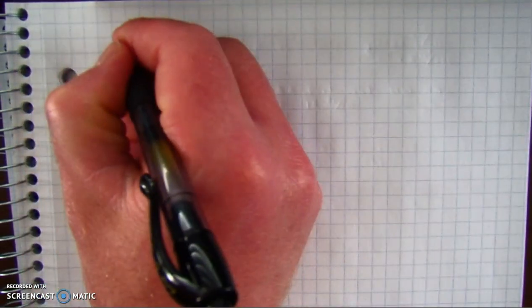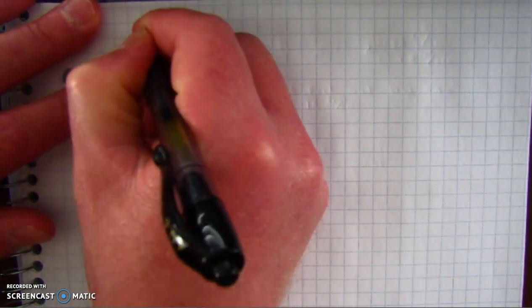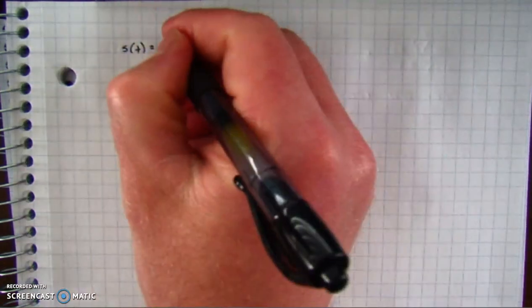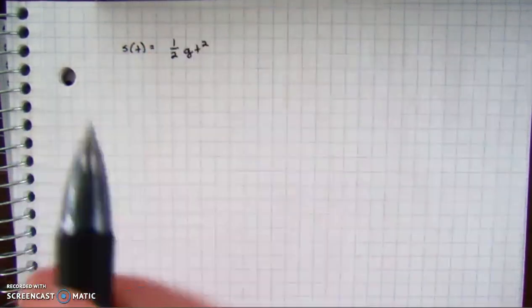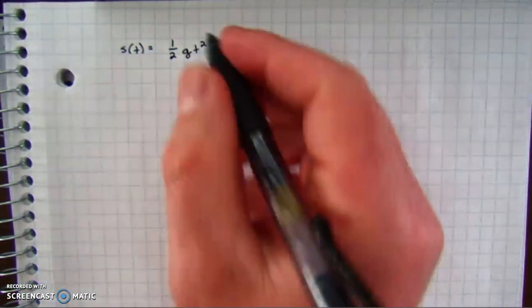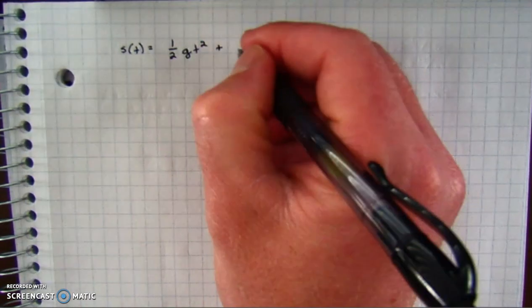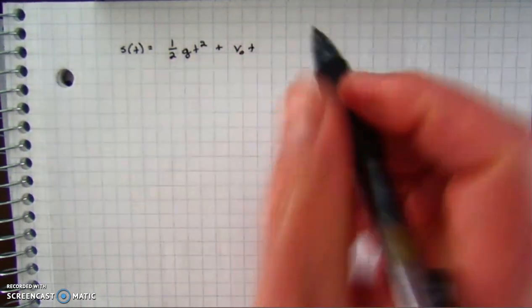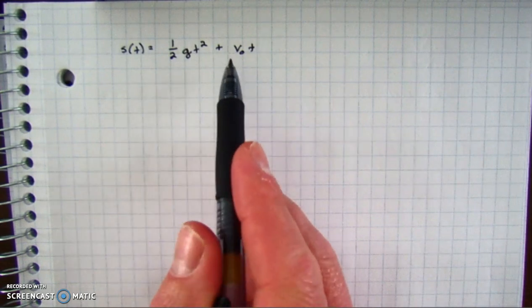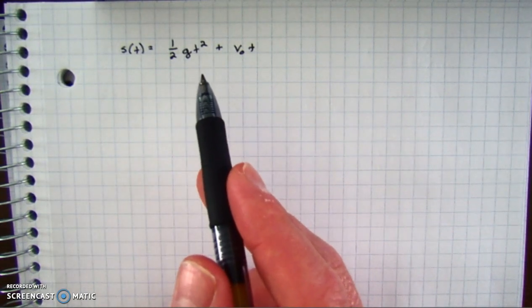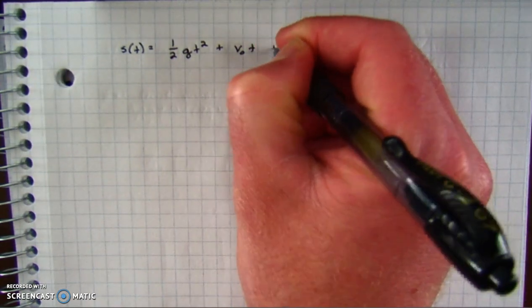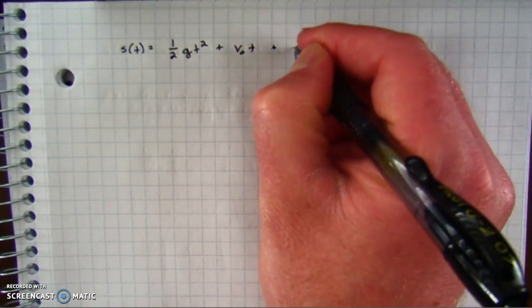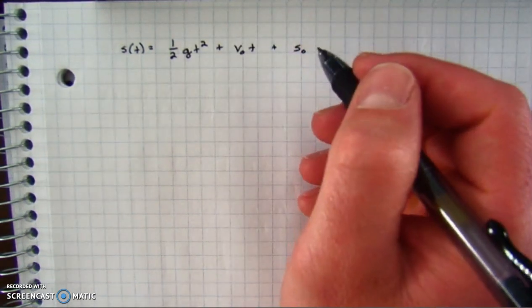So let's write out real fast. The position of a falling object at time t, you can use this equation, 1/2 gt squared, where g is a gravitational constant, plus v naught of t. Now v naught is your initial velocity. So let's say you throw it up in the air, it's going to have an initial velocity that it starts with. So v naught times t plus S naught, where S naught is your initial position.